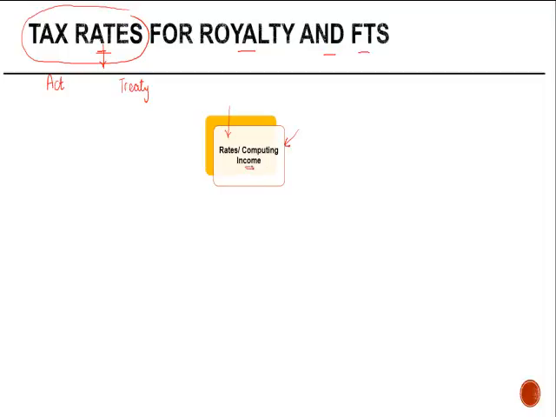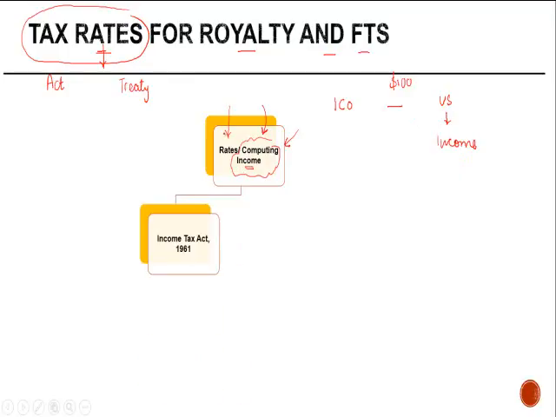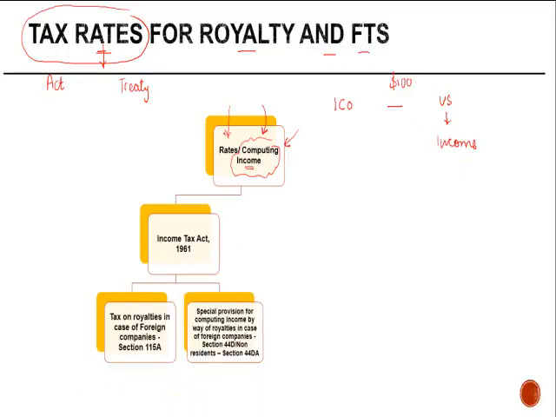Why? The first step is computing income. So if an Indian company pays $100 to a US company, what is the income? Because the rate of tax is always applicable on the income, right? And how do you compute that income? There could be two situations. One, you have to compute the income and see the tax rates under the Income Tax Act 1961.